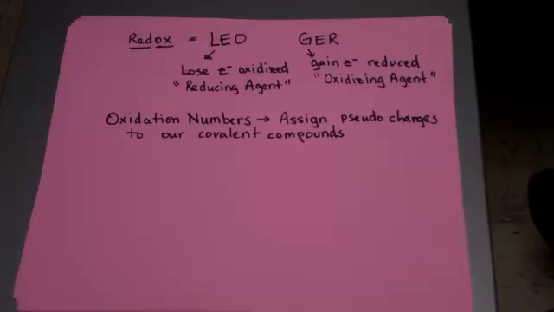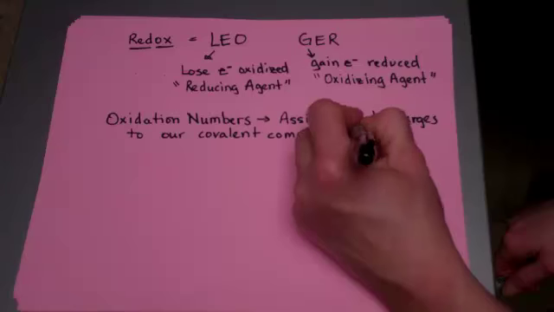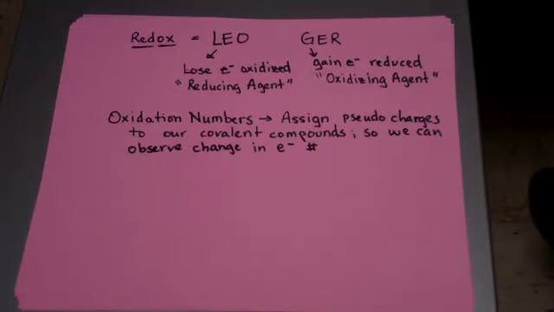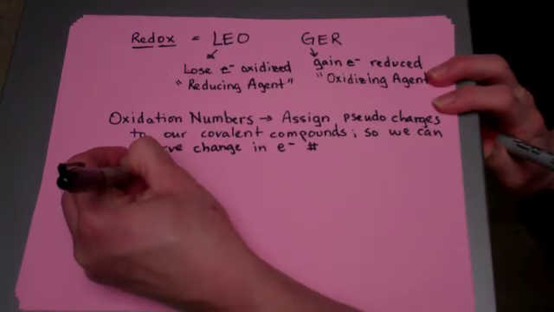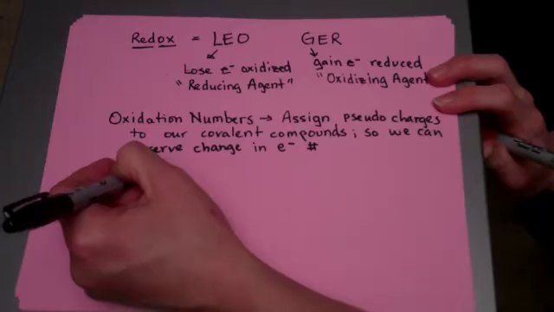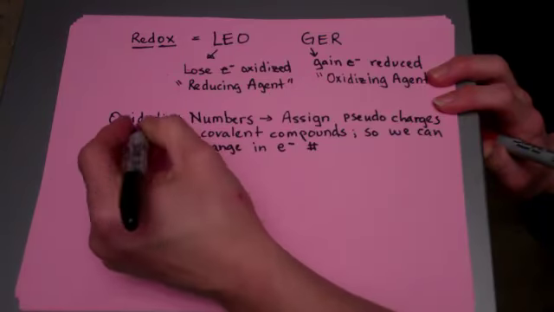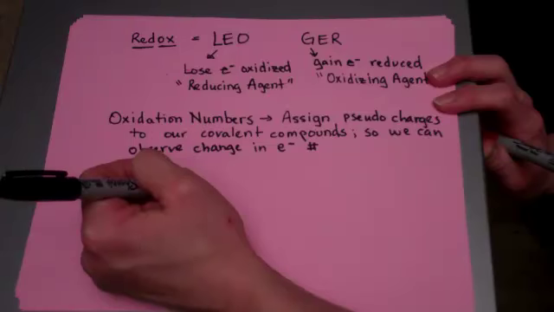We assign pseudo charges to our covalent compounds to see if they gain or lose electrons during the reaction, so that we can observe the change in the electron number during a reaction. So before we actually look at reactions, let's look at how we assign oxidation numbers. Typically, when I'm assigning oxidation numbers, I say that the more electronegative atom is going to get its preferred oxidation state, its preferred charge state.